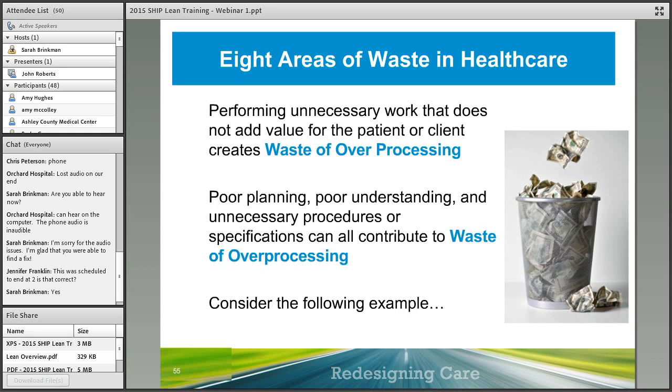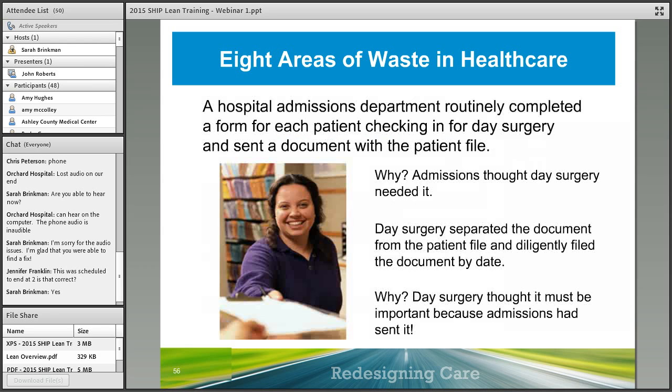And then we have the waste of overprocessing. Again, anytime we perform unnecessary work that does not add value to our patients, our clients, that's the waste of overprocessing, or doing any work that's not valued by our customers or doesn't meet the quality standards that we've set for them. It could be things like putting time date stamps on a form, but that data is never used by anybody. So that's really unnecessary overprocessing. And again, we see that a lot in healthcare and with the clients that we've worked with.